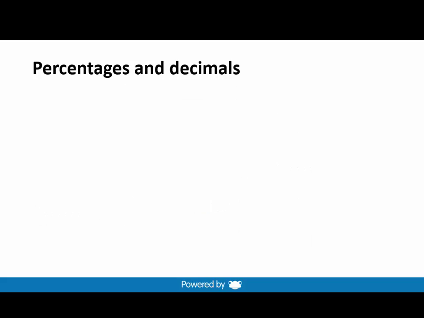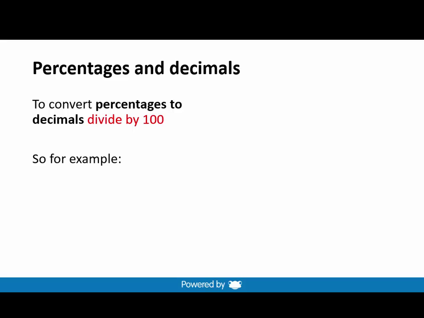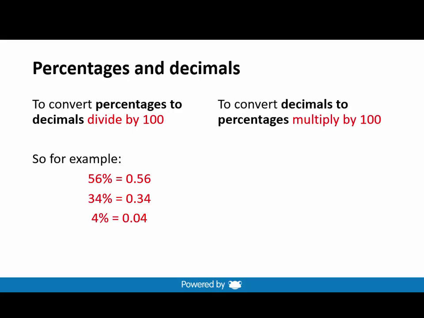Next we'll look at converting between percentages and decimals. To convert percentages to decimals, we divide by 100. So for example, 56% is 0.56, 34% is 0.34, and 4% is 0.04. To convert decimals to percentages, we multiply by 100. So 0.77 is 77%, 0.89 is 89%, and 0.08 is 8%.